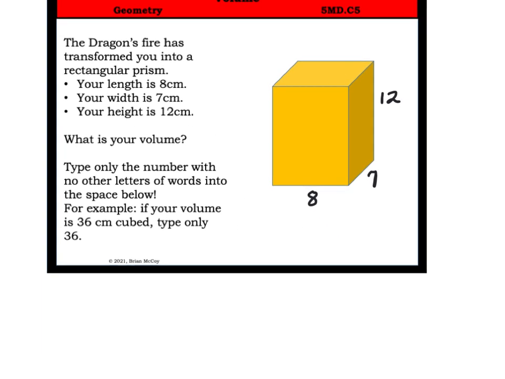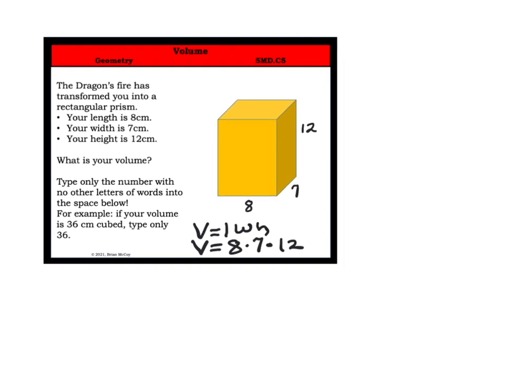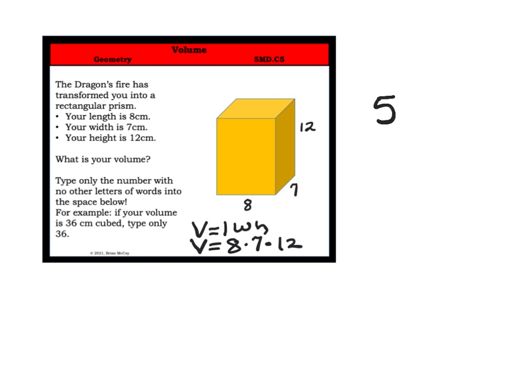So your volume is simply, use the formula of V equals length times width times height, right? So if we do that, we've got volume equals 8 times 7 times 12, and superb, my friends. So all we have to do is multiply these three numbers together. Well, 8 times 7 is going to give you 56. Let's just drop that right here. 56 right there. And then all I have to do is multiply that by 12.